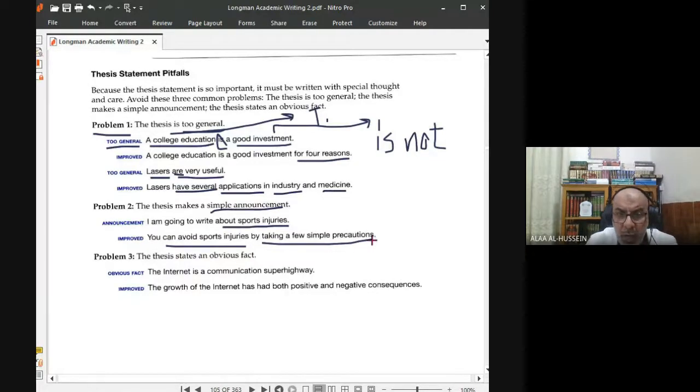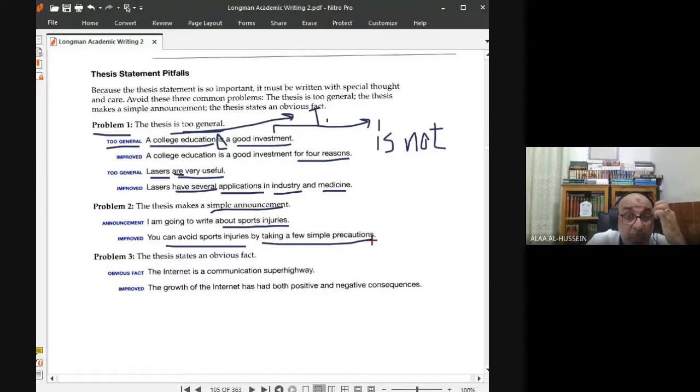So again, we should not announce our topics. We should write the topic and a very specific controlling idea, and if we are good writers, we should specify the sub-ideas about the controlling idea. It would be better. It will be excellent when we specify our sub-ideas.